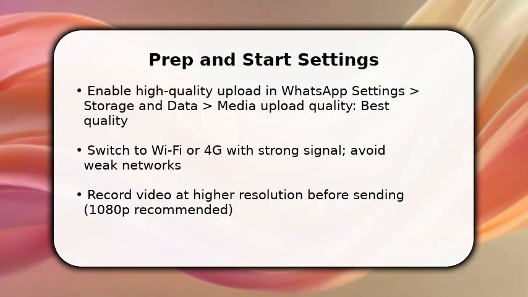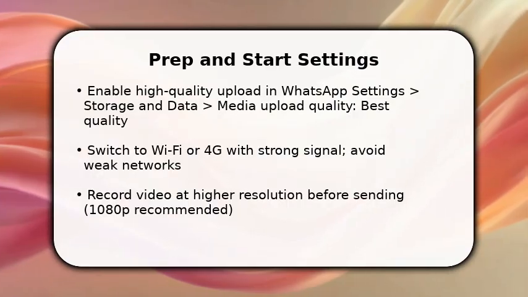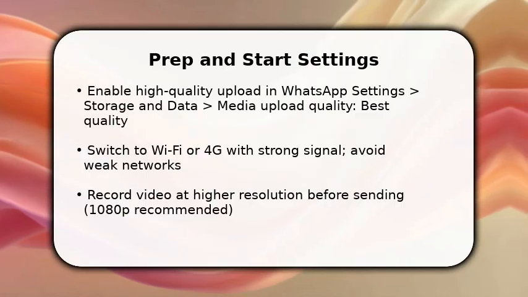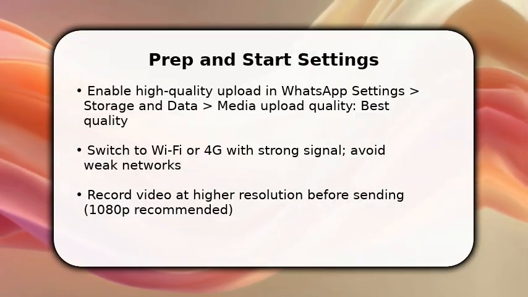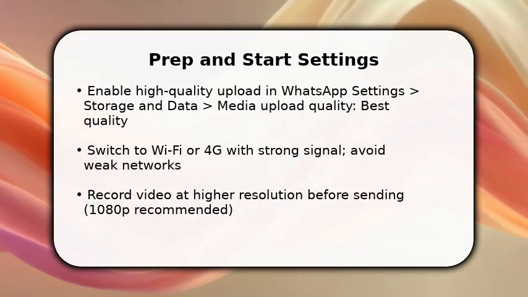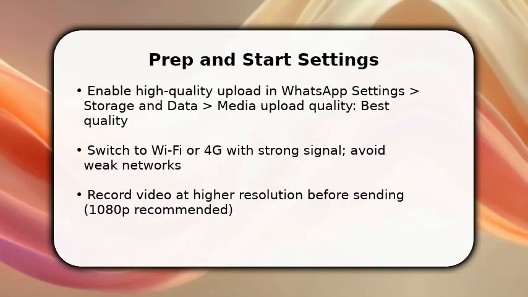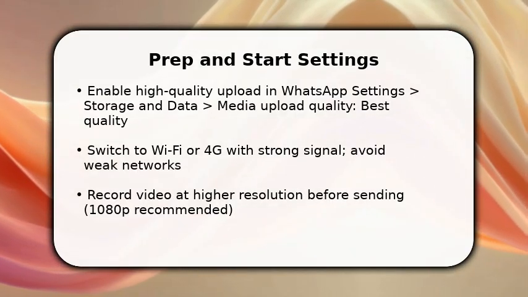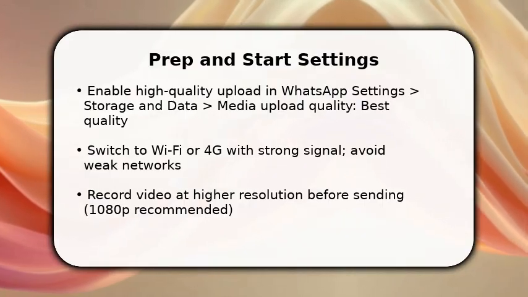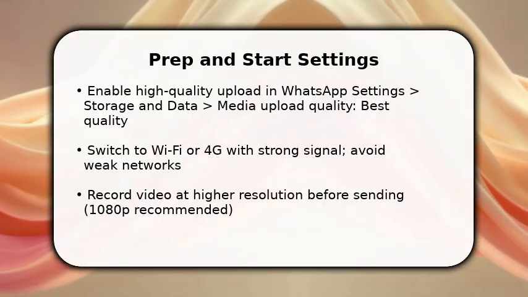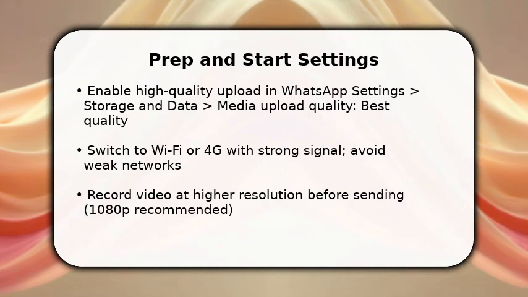You start by enabling the best media upload quality in WhatsApp settings. This tells the app not to compress aggressively. Once done, make sure you're on a stable Wi-Fi or strong 4G connection so uploads don't fall back to low bitrate. Also, record or export the video at 1080p or higher. WhatsApp can only preserve so much, so giving it a good source matters. These steps set the stage for better transfers and prevent early quality loss before you send anything.